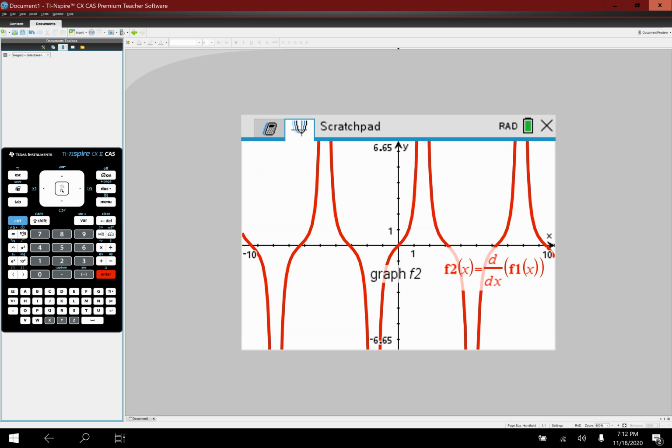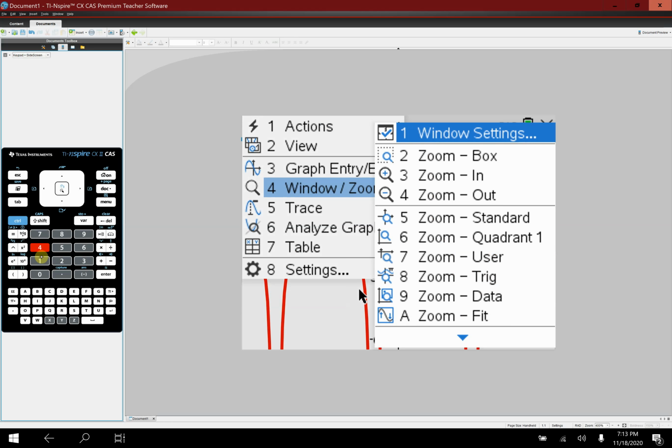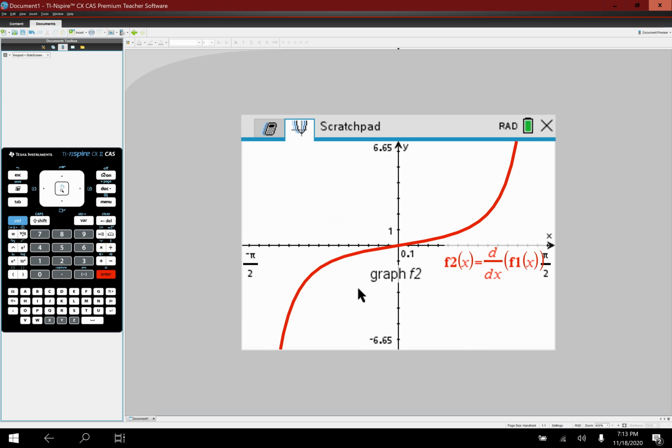We also need to remember, though, they gave us an interval. They said only look between negative pi over 2 and pi over 2. So menu, and then window zoom, window settings. We're just going to go on the x's from negative pi over 2, then tab to get down to pi over 2. I'm always too lazy to hit the pi button. Enter, and that's much nicer.